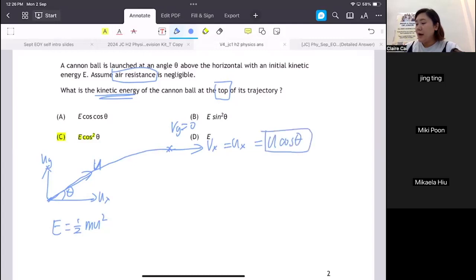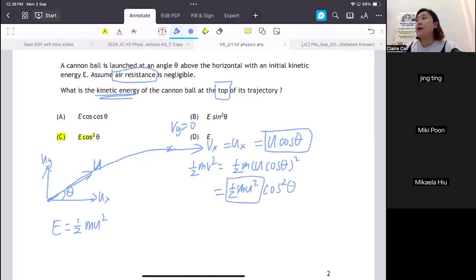So this will be my velocity at the top. If I use it to calculate KE, half mv squared, so half m u cosine theta squared. So I will express it out: half mu squared times cosine squared theta. Now you see half mu squared, that's your initial E already. That's why it will be E cosine squared theta.